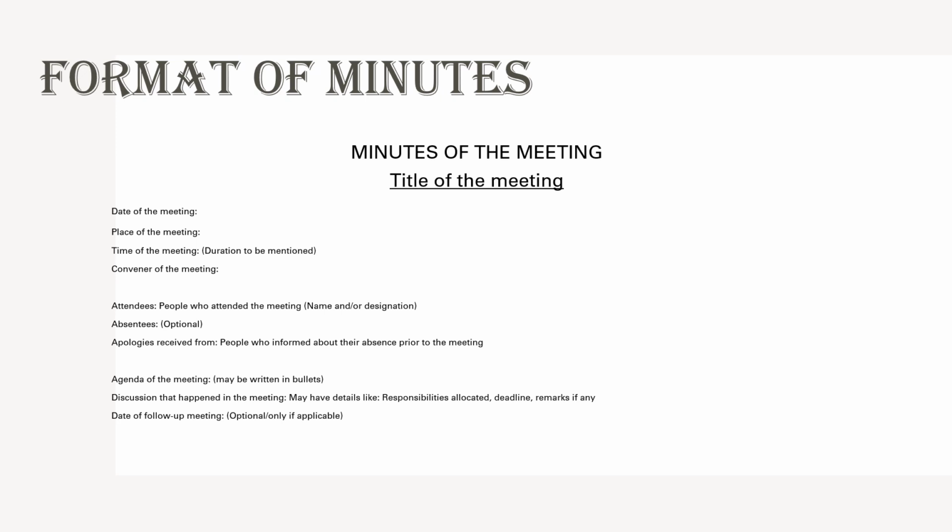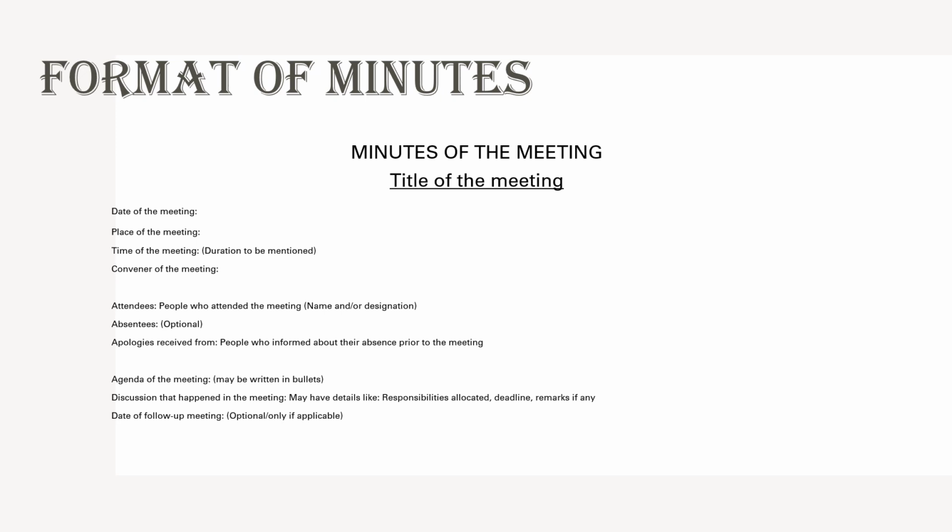Now, coming to the format of the minutes, again, like the agenda, the very first thing that we write is minutes of the meeting. Then we'll write the title of the meeting, then the date of the meeting, when the meeting was held, where the meeting was held, duration, from what time to exact what time did the meeting last, and the convener of the meeting. Then you will be writing the attendees, the people who attended the meeting, who were a part of the meeting. Either you can write down only their names or their designations, or both. That is again at your discretion.